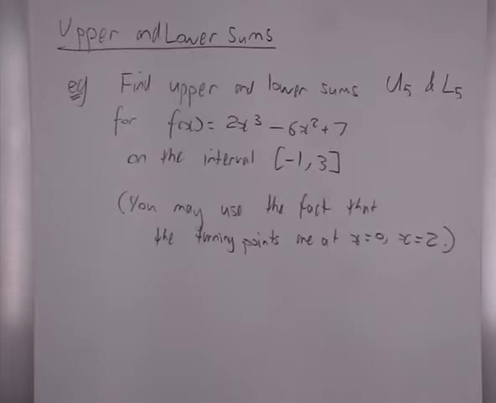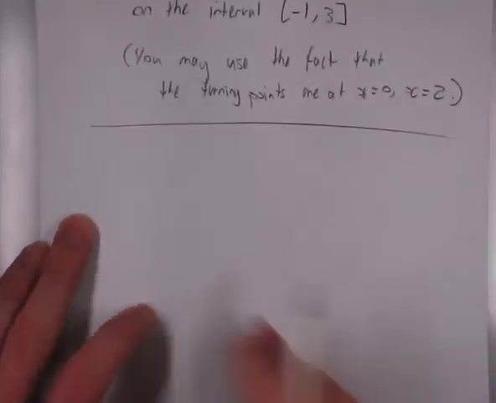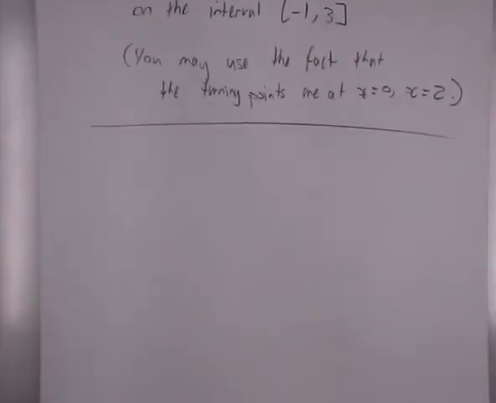So we're going to find the fifth upper and lower sums for that function on that interval, using possibly the fact that the turning points are at 0 and 2. The steps in finding any area using upper and lower sums are the same regardless of whether you're going to find a particular one, U5 and L5, or a formula for it in terms of n. So the first step is to divide your interval into sub-intervals.